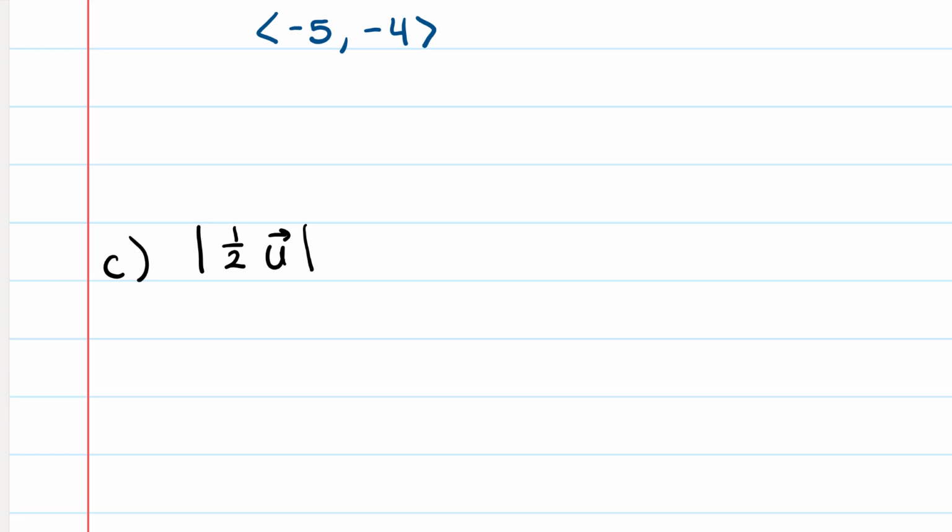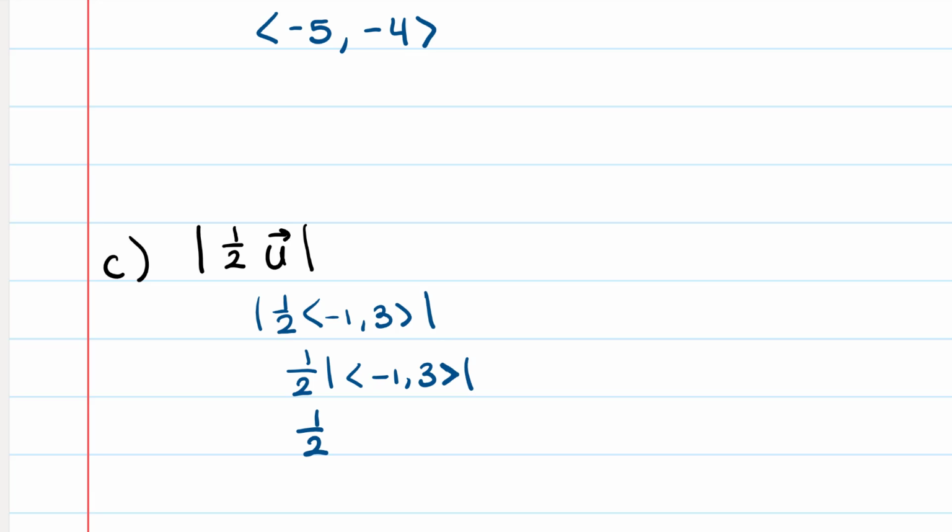So for part C, it says those absolute value bars, 1/2 of u. So what it's really looking for is 1/2 of the magnitude. So it's 1/2, and then u is -1, 3. And you can either distribute the 1/2 in now, or you can do it after the magnitude. I like to do it after I find the magnitude, because it's going to make my numbers easier because I won't have to deal with fractions.